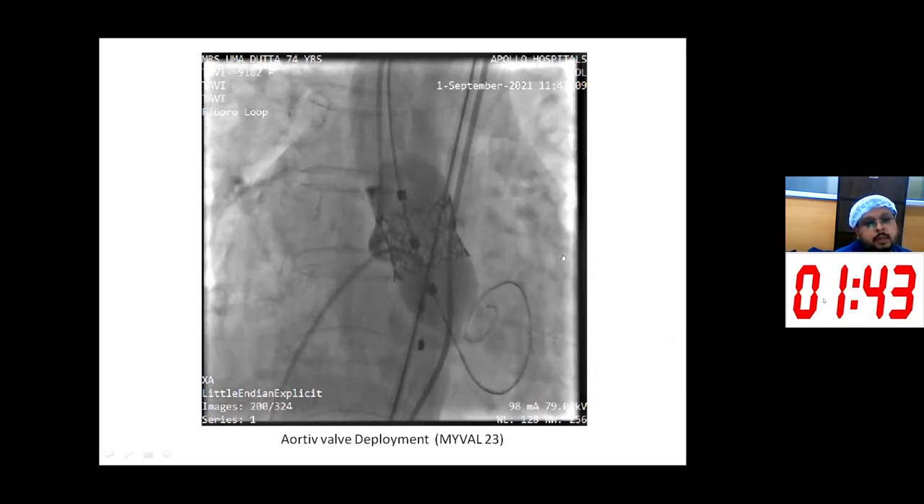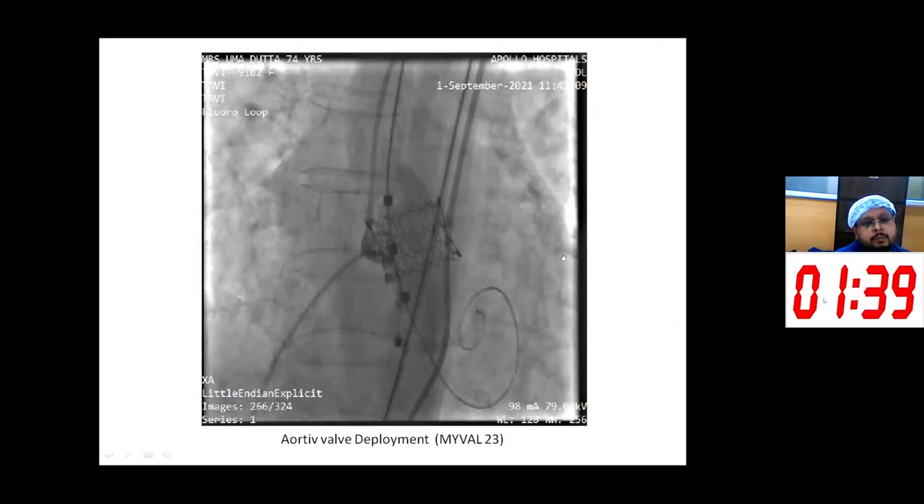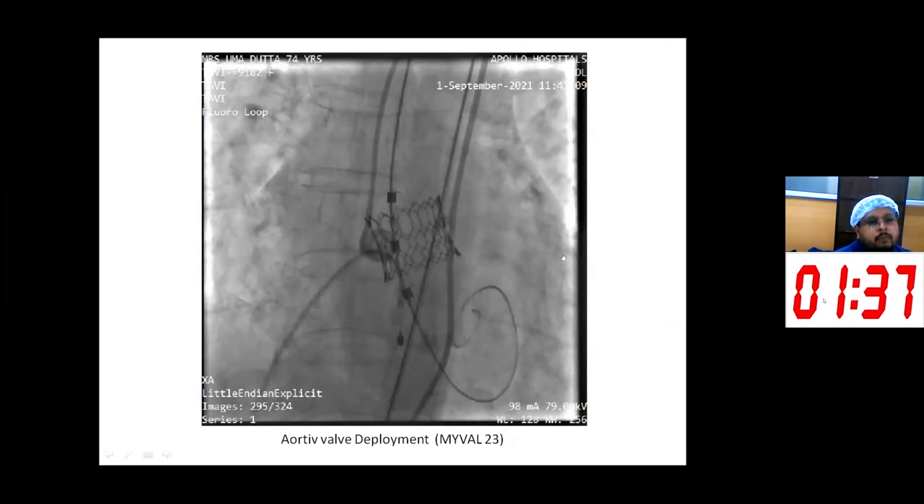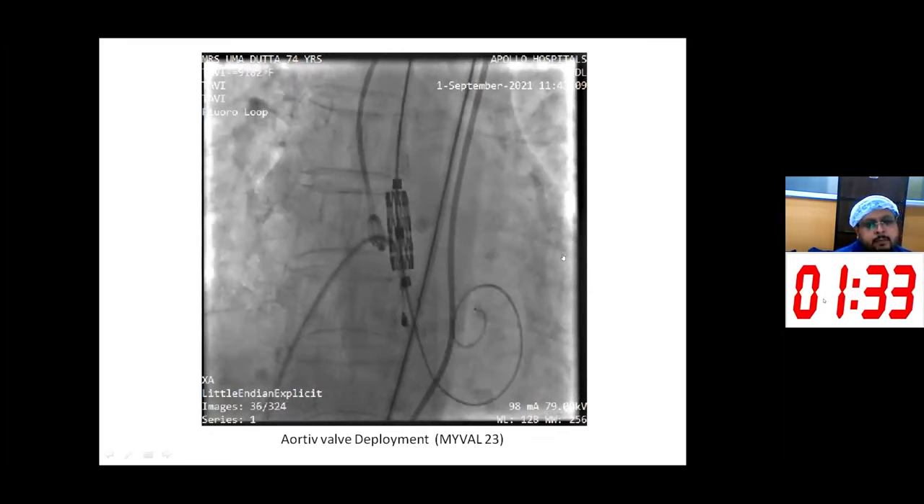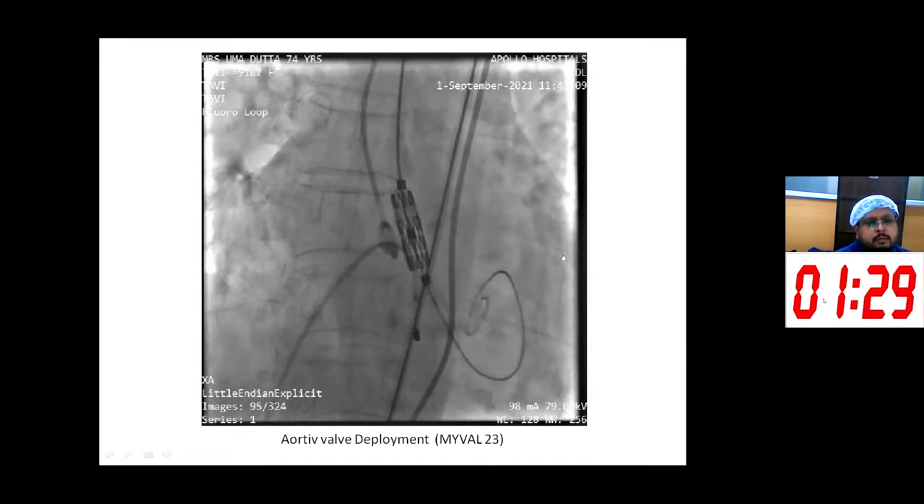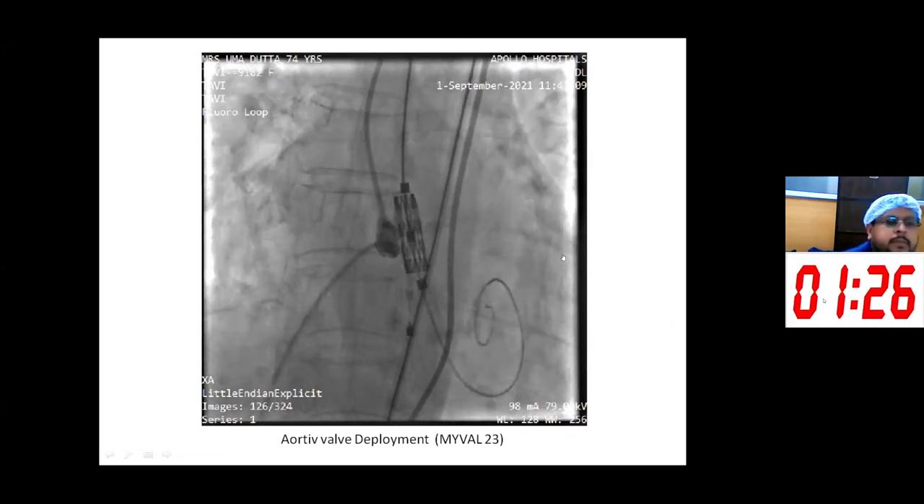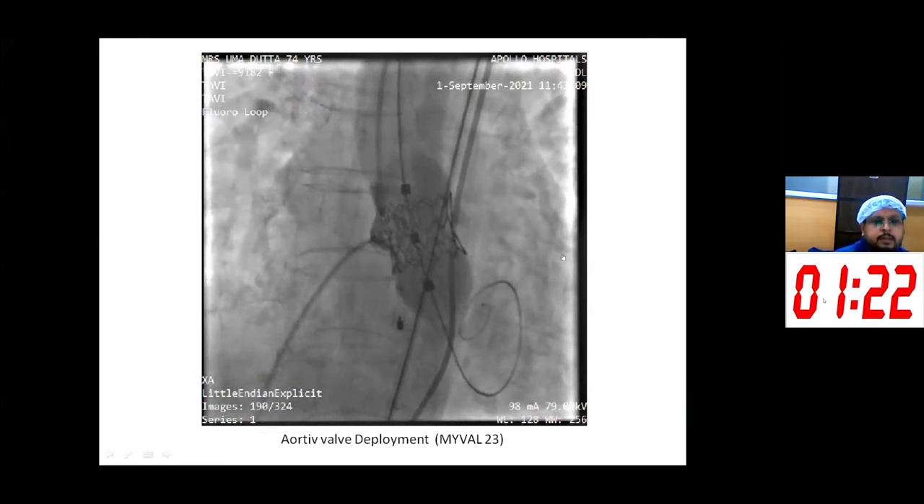Generally, if the aortic valve is tricuspid, we do around 8% oversizing of the valve. And if it is a bicuspid valve, generally we prefer not to oversize much. We generally go around the same size as the aortic annulus.